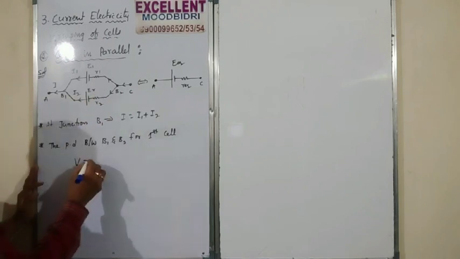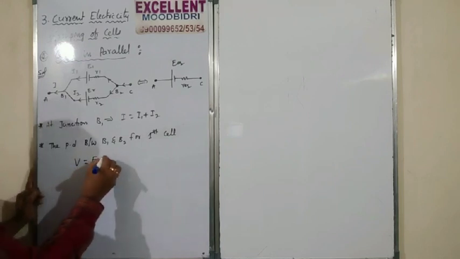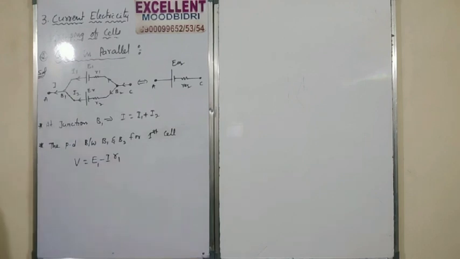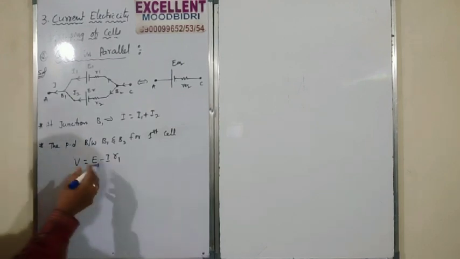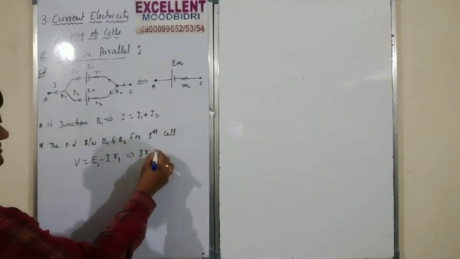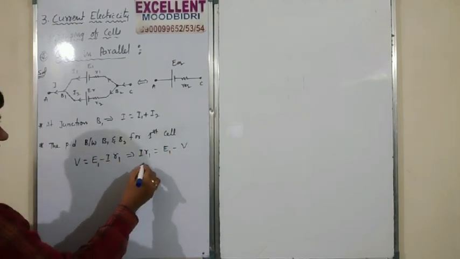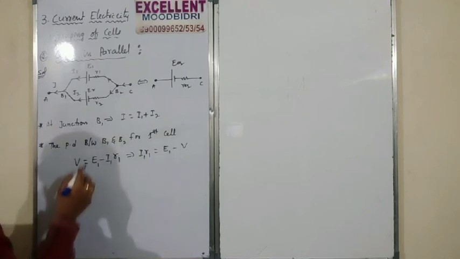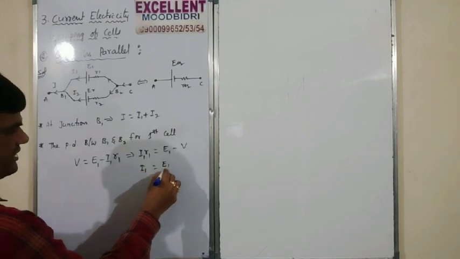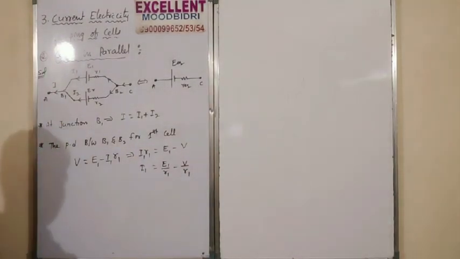Right? So what is the formula? E1 minus I1 R1. Correct? V is equal to E1 minus I1 R1. Now I want I1. Therefore I1 R1 is equal to E1 minus V. This current is I1, right? Therefore I1 is equal to E1 by R1 minus V by R1. Correct? That is the I1 I got.